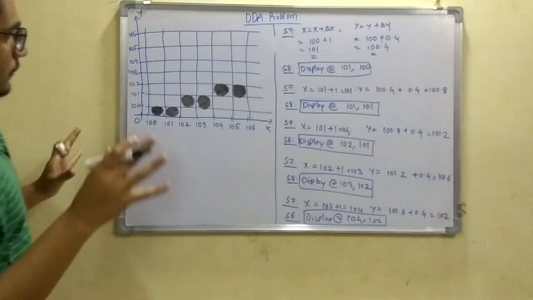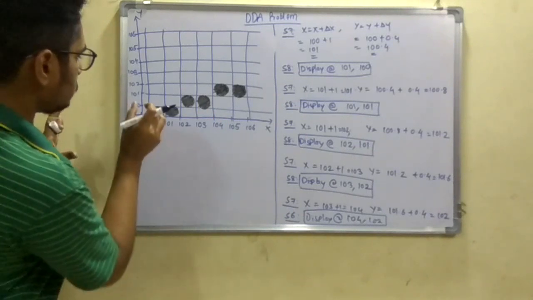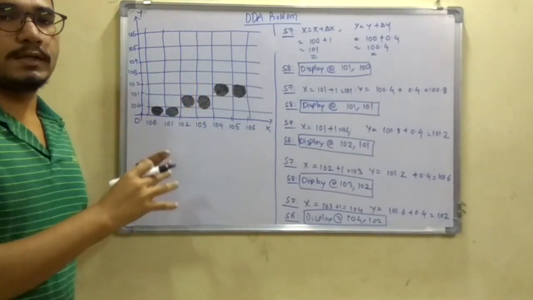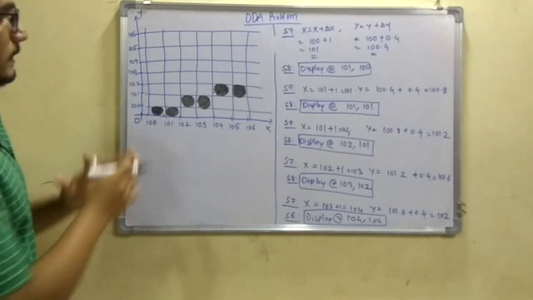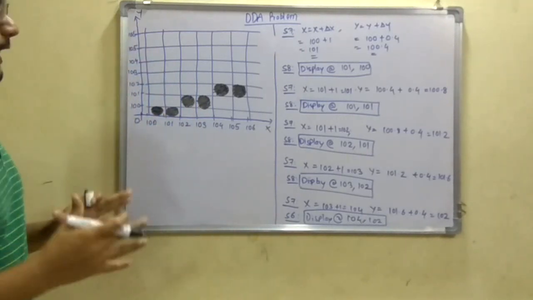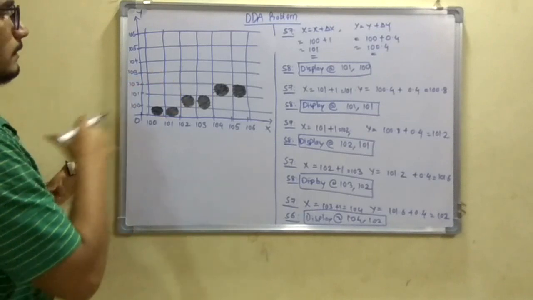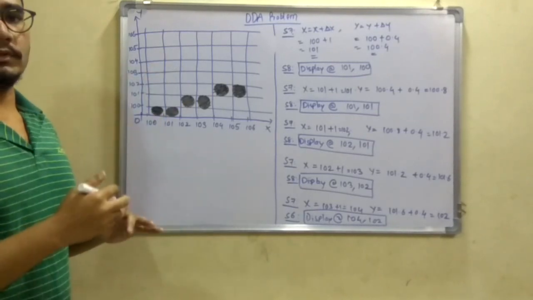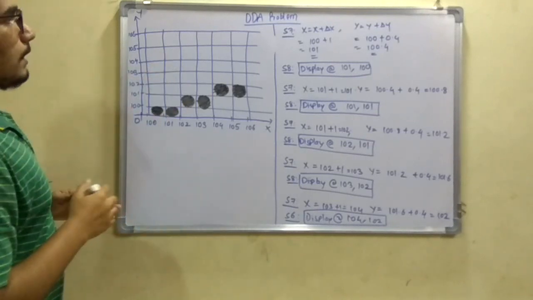So this is the line. Actually when you zoom in, you can see that some small black dots are there, but that's not actually the case. When you zoom out or when you go far, then you can see the straight line passing through this. So this is all about the DDA algorithm.